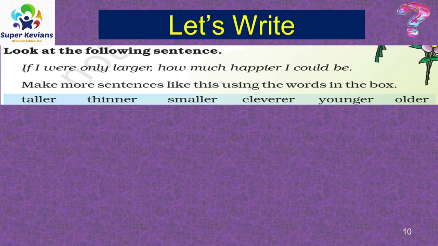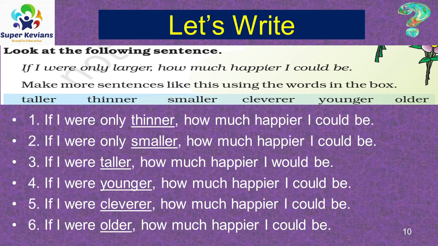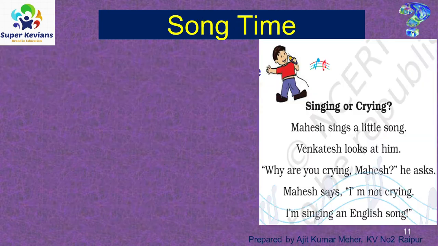Now look at the following sentence. If I were only larger, how much happier I could be. Make more sentences like this using the words in the box. You can simply write, if I were only thinner, how much happier I could be. If I were only smaller, how much happier I could be. If I were taller, if I were younger, if I were cleverer, if I were older, how much happier I could be. So in this way, you can write many sentences.